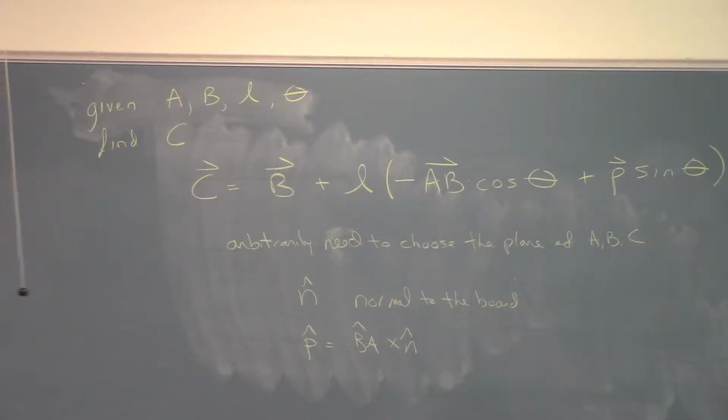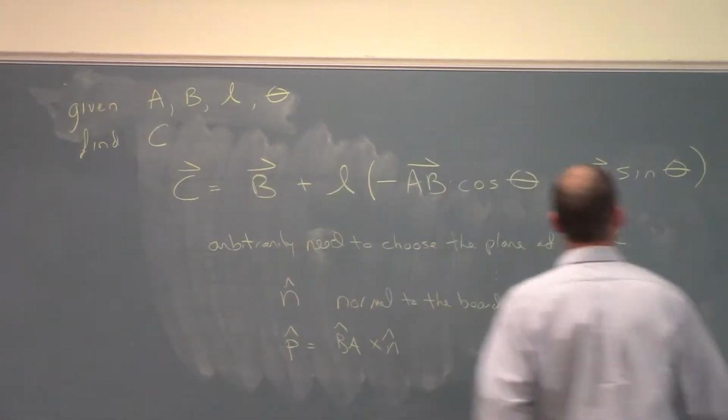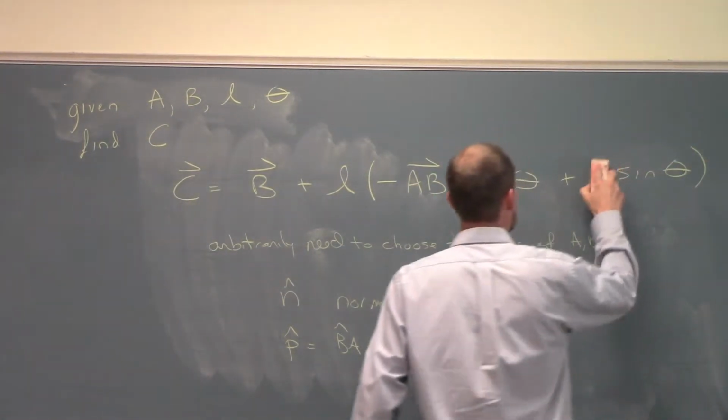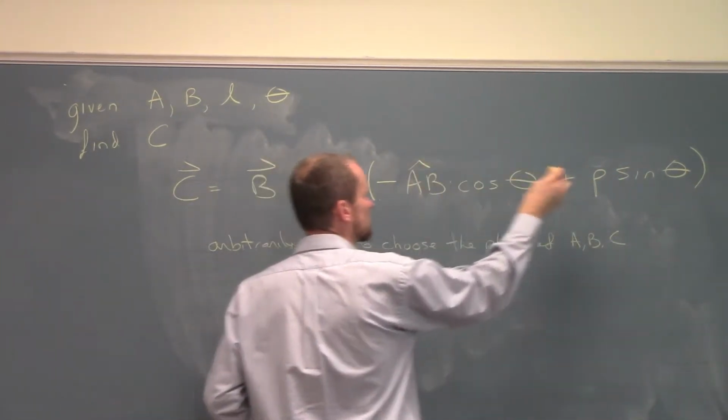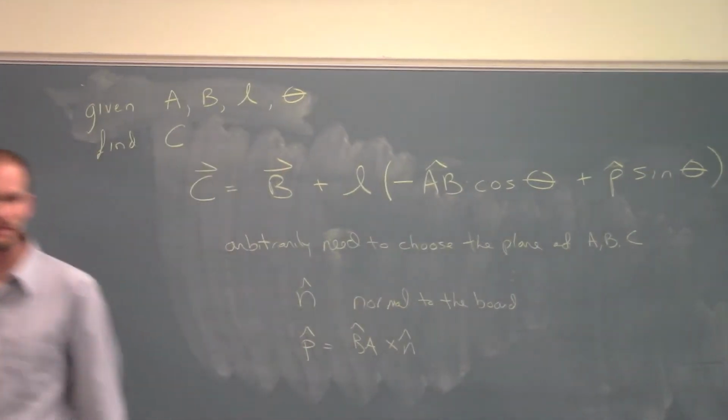Any questions? Yeah, I think it would be AB hat, right? Yes, you're totally right. And let's do P hat also, just to emphasize how that goes together. Thank you. Yeah, that's the unit vector in the AB direction, and the unit vector in the P direction.